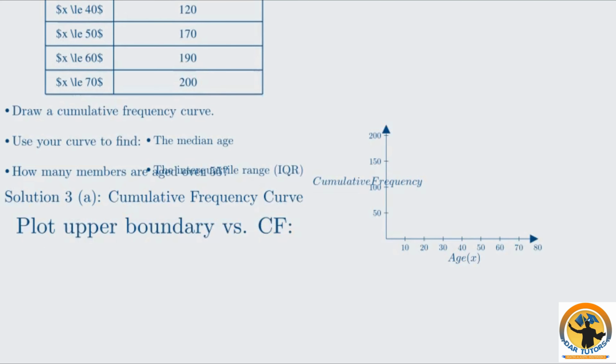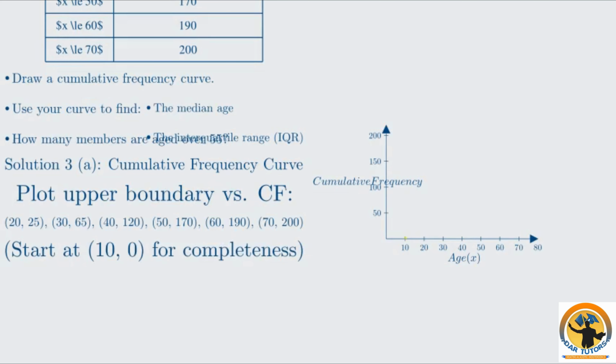We would plot the points on a graph and connect them with a smooth curve. It's good practice to start the curve at (10, 0), since the first class starts at age 10.